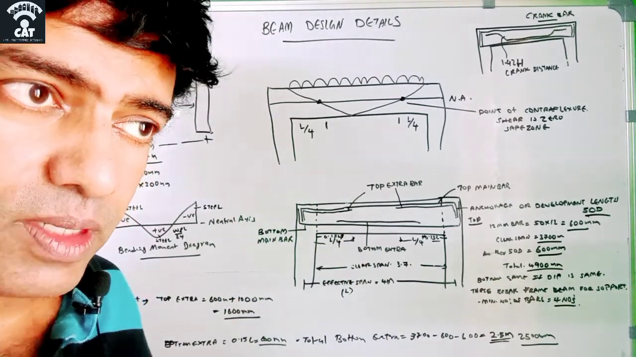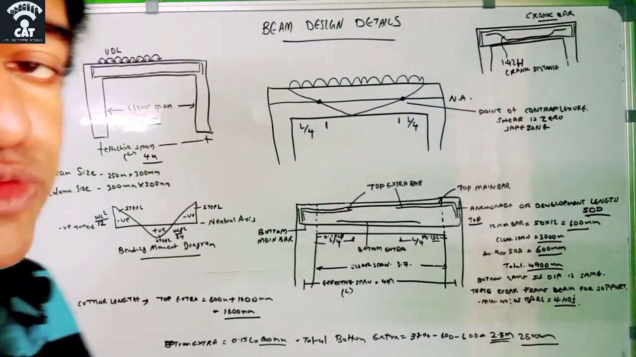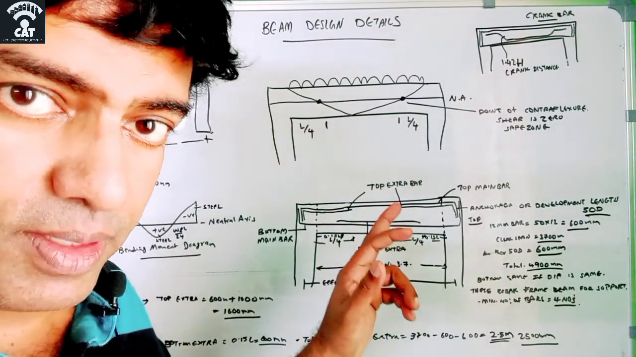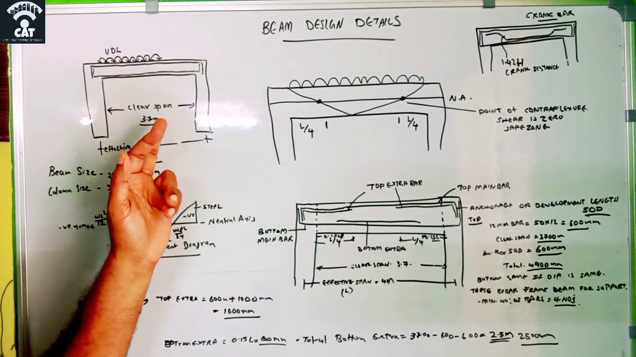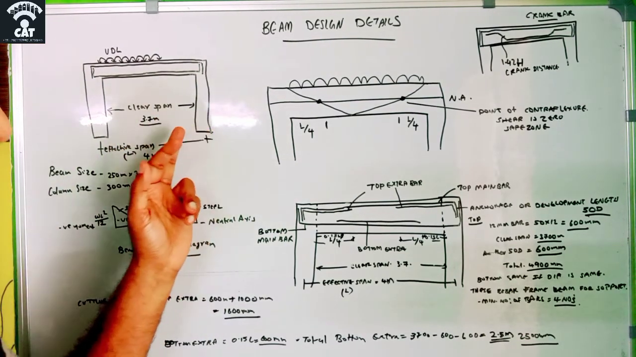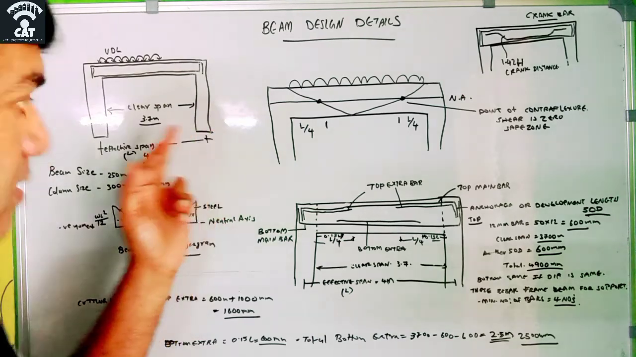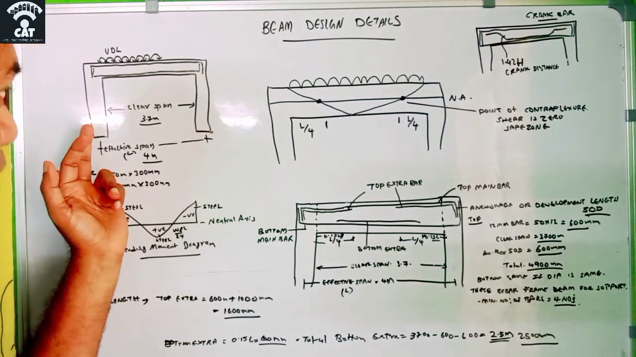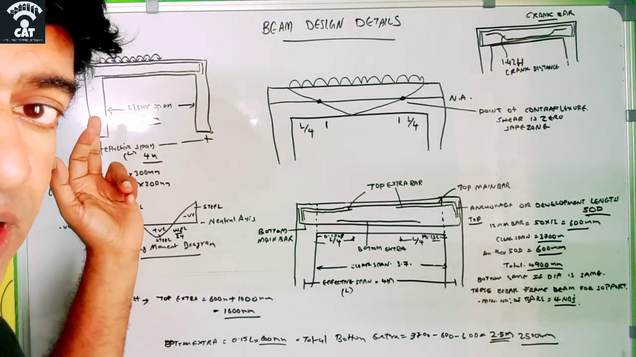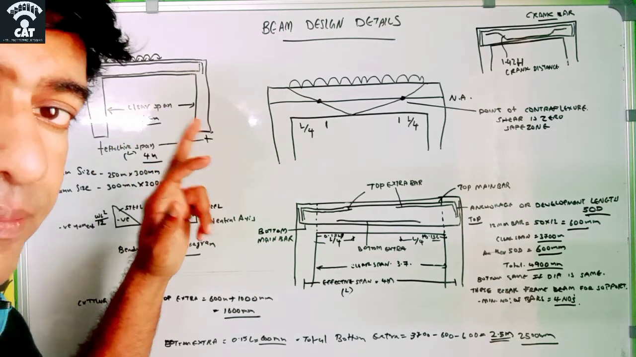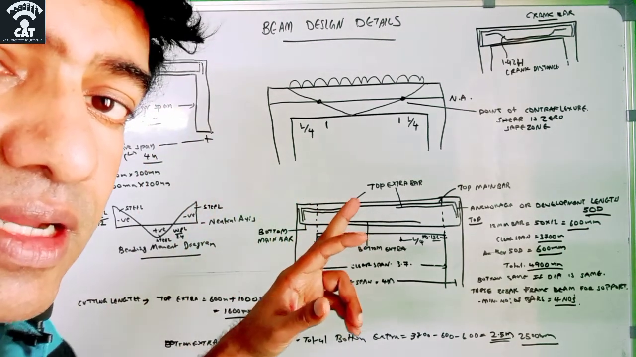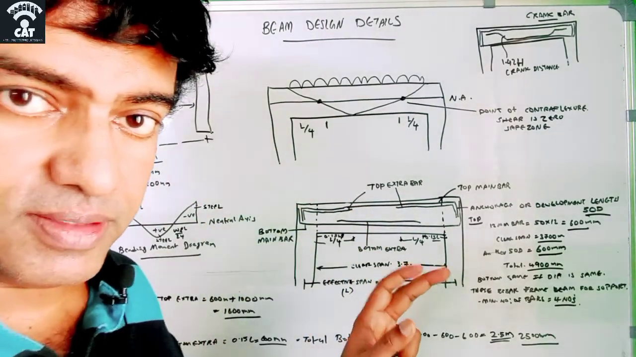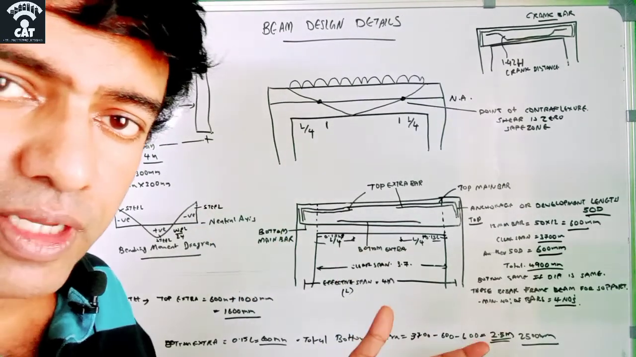How does it come? Because the beam size is 250 mm into 300 mm and the column size is 300 mm into 300 mm. So if 3.7 meter is the clear span, and this is 300 mm and this is 300 mm, then 300 mm by 2 is 150 mm. Here it is all 150 mm. So 150 plus 150 is a total of 300 mm. So 3.7 plus 0.3 is equal to 4 meter. That is the effective span, and by that we can come to the effective span.